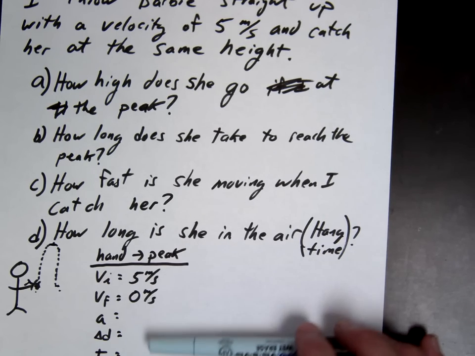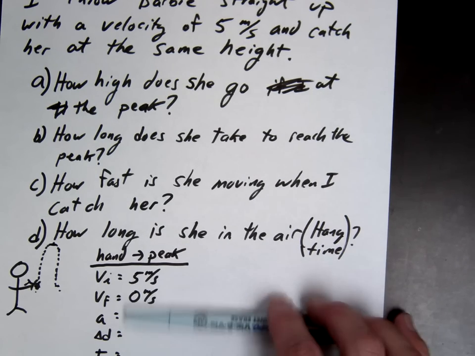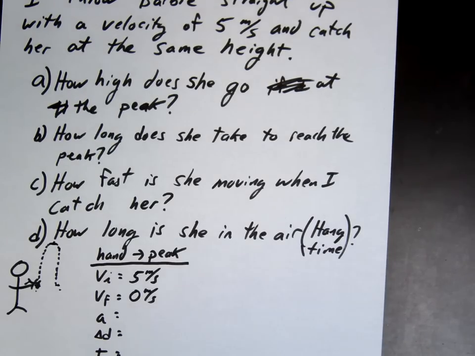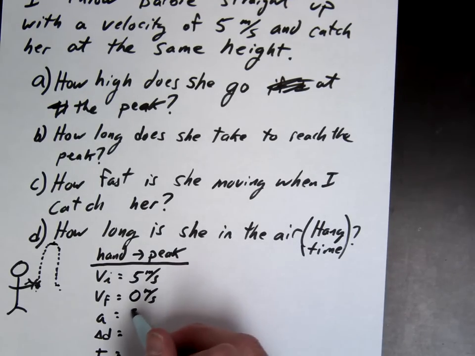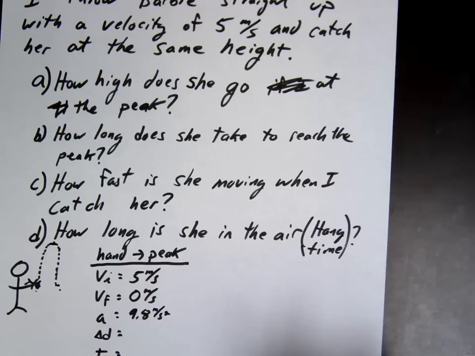Okay, anything else? Acceleration. What's our acceleration? 9.8. So here's the big question then. Is acceleration positive 9.8 or negative 9.8? Okay, so here's how you want to think. We're going to stick with our standard notation. So when I throw her up, here's where people always get confused.